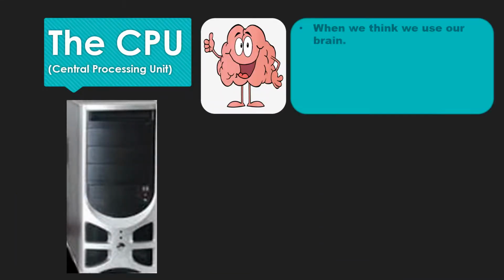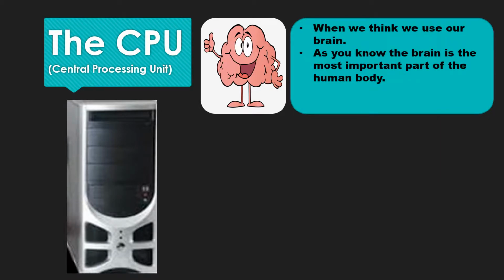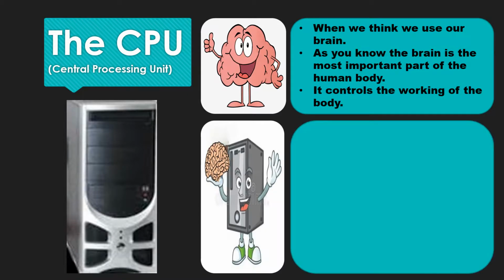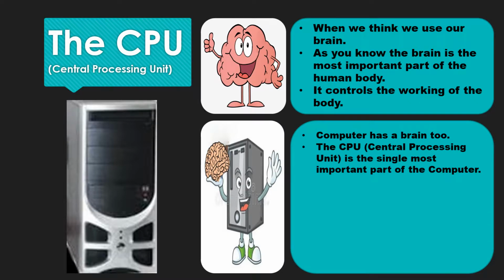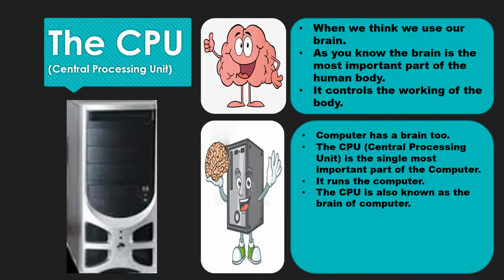Now CPU, Central Processing Unit. When we think, we use our brain. As you know, the brain is the most important part of the human body. It controls the working of the body. In the same way, a computer has a brain too. The CPU, Central Processing Unit, is the single most important part of the computer. It runs the computer. The CPU is also known as the brain of the computer.